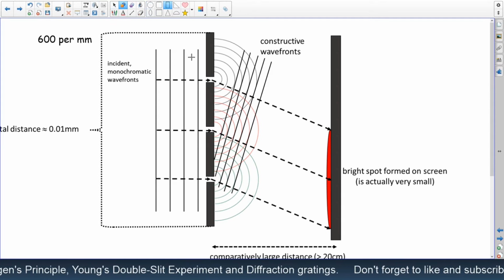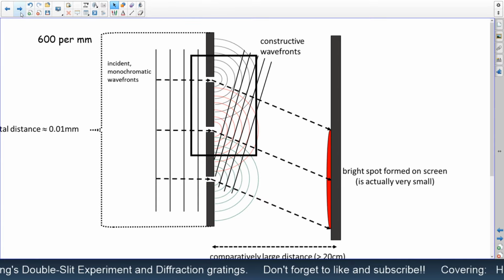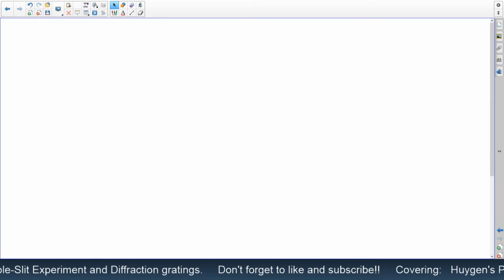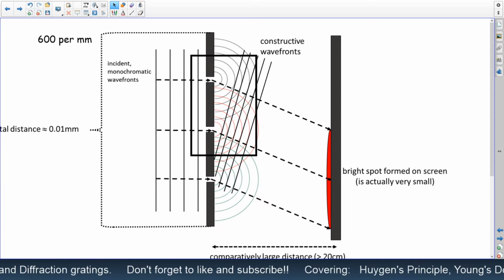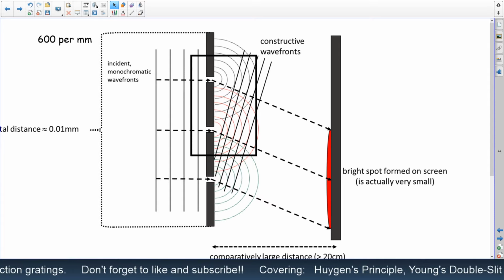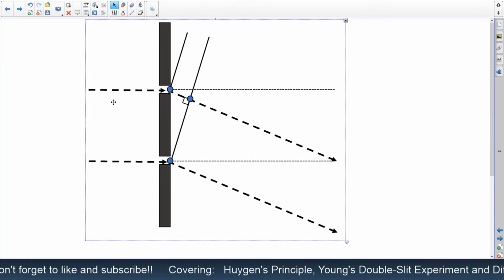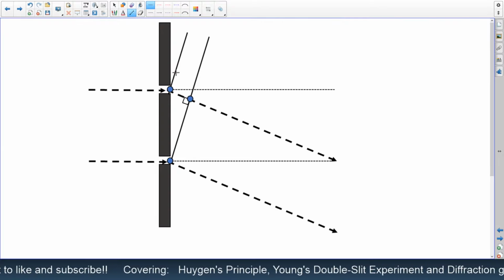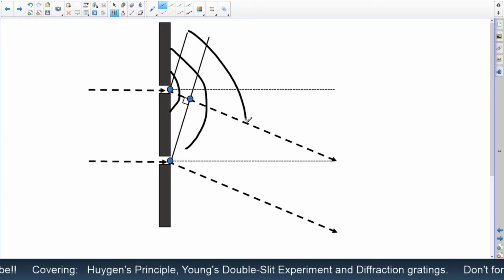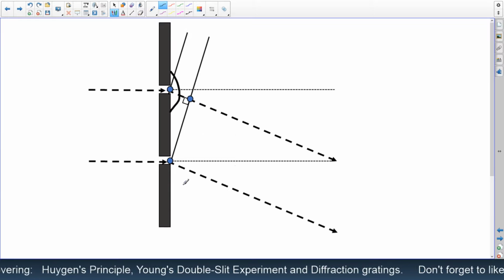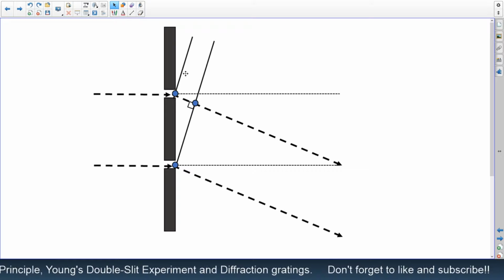Okay, let's just take a look at what's going on between these two slits and see if we can get some form of mathematical relationship going on here. So all I'm looking at now is these two slits, a little bit higher up. Okay, so this is my top slit and this is my bottom slit. I've taken out the wavelets, but they would still be there. So a wavelet here comes out like that, and a little wavelet here comes out like that, and they're overlapping to form this wavefront here.